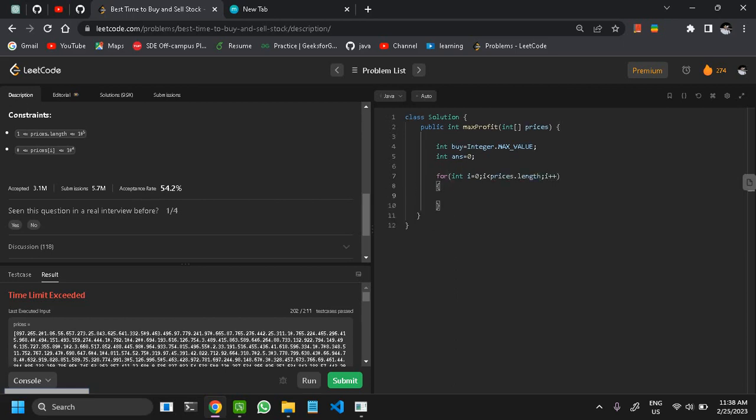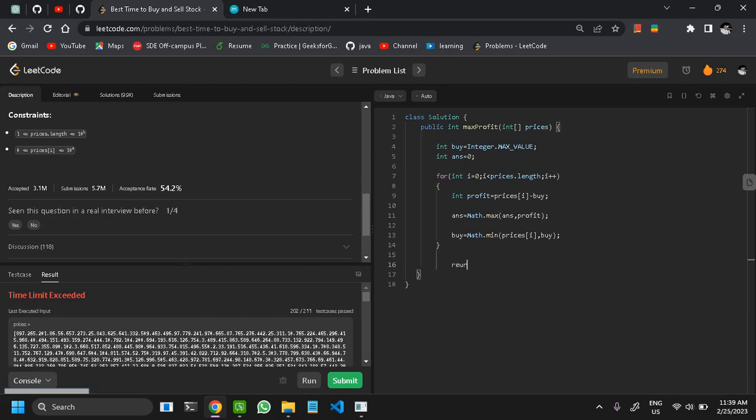Now I'm going to have the minimum buy price, so I will take my buy price as the minimum of my current price and the buy price that I already have. But before that, I'm also going to take my current profit as my current price minus the buy price that I have, and I will try to maximize this profit. So answer is going to be the maximum of the answer that I already have and the current profit.